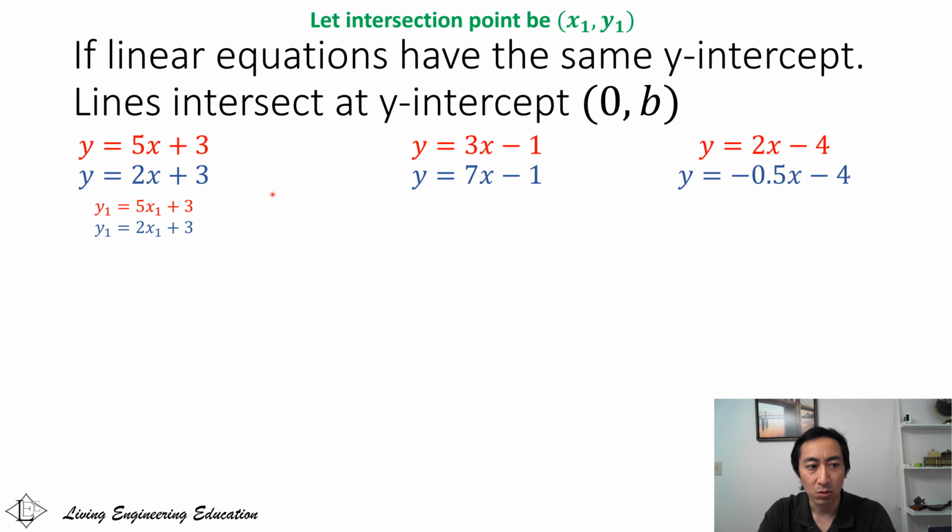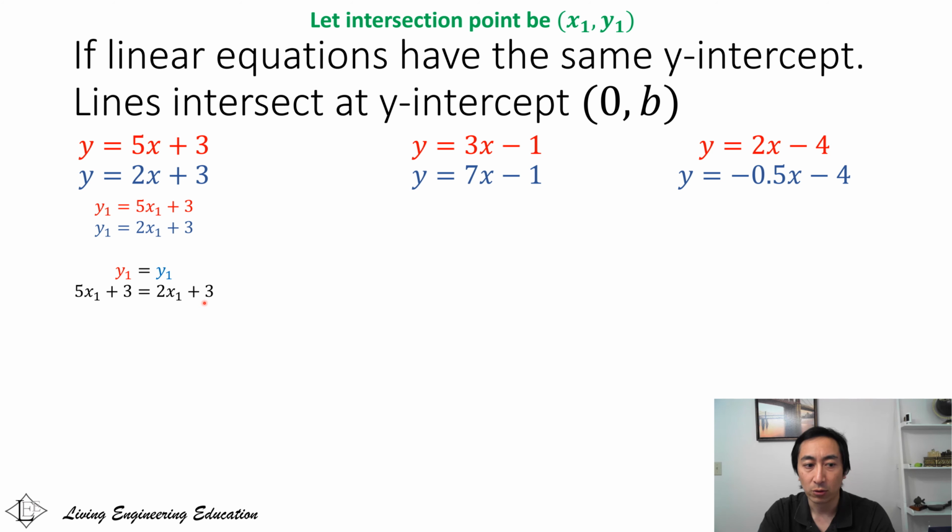So I plug in x1, y1, and get y1 equals 5x1 plus 3, and y1 equals 2x1 plus 3. For it to be a common point, x1 and y1, whether it's in the red or blue equation, have to be the same values. So I can equate the y1 values, and then I have 5x1 plus 3 is equal to 2x1 plus 3, right? Just equating the right sides of the original equations. Then I solve for x1.